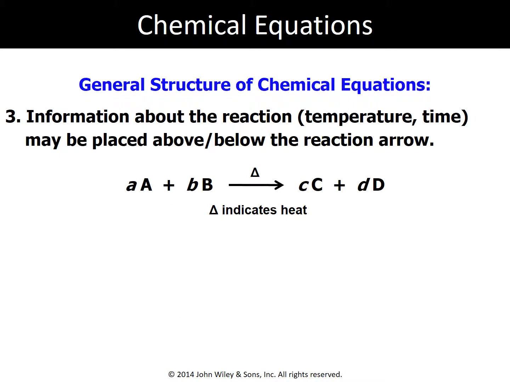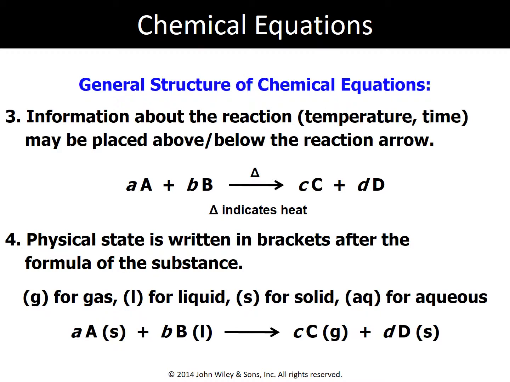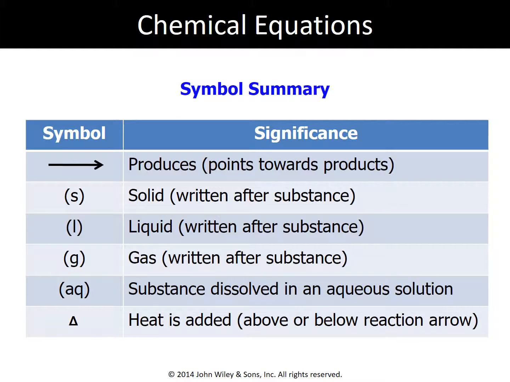There are a couple shorthands that we use to add. So we also add our letters identifying what state of matter. So we can see we have a solid and liquid, and yielding a gas and a solid. And so these are our shorthands that you'll need to be familiar with. We have our arrow, our symbols for our different states of matter, aqueous, which we talked about in the last chapter with acids, as well as our little triangle, which is our delta sign, which means heat is added.